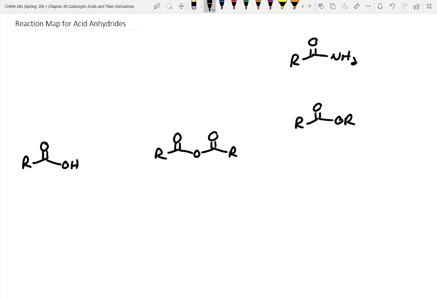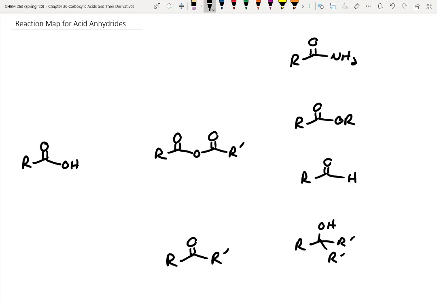We'll have an ester down here. We'll have an aldehyde right here. We'll have a tertiary alcohol over here. We'll have a ketone down here. And I think that more or less should do it.